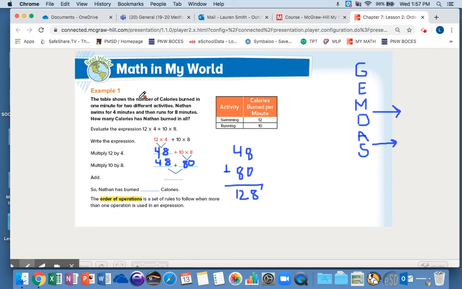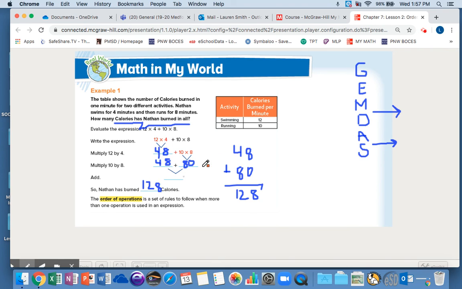Okay, so it said the table shows the number of calories burned in 1 minute for 2 different activities. Nathan swims for 4 minutes and then runs for 8 minutes. How many calories has Nathan burned in all? So we did swimming times the 4 minutes, and we have to add it to the running times the 8 minutes. And we have to add it together because they want to know how many calories he burned in all. Okay, so he burned 128 calories in all.